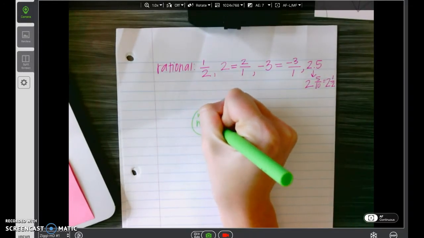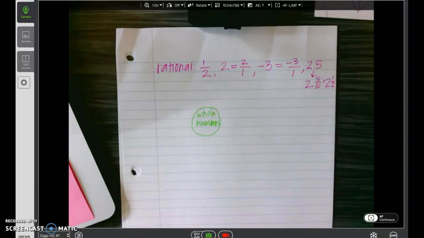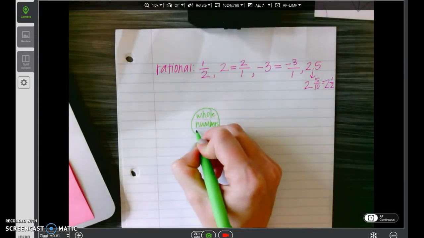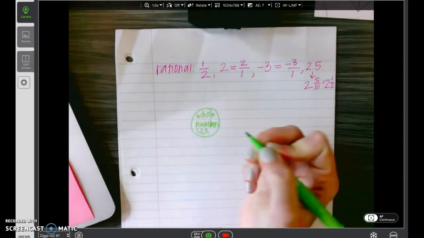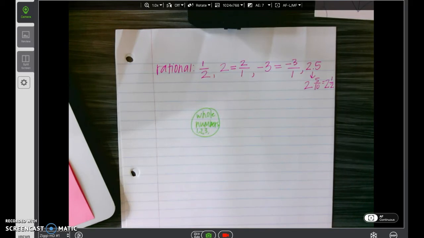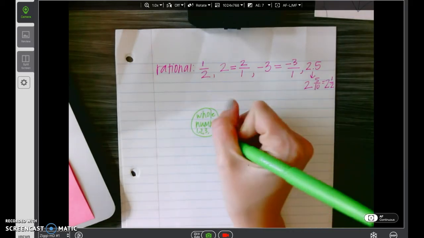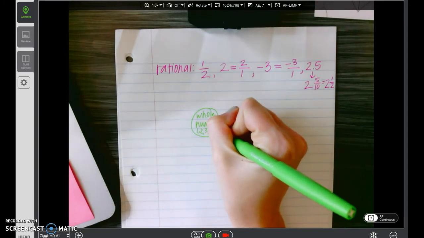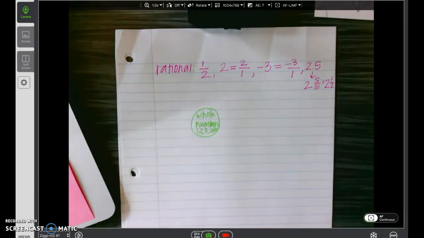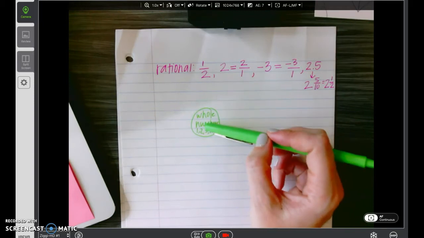The reason why this circle is the smallest is because whole numbers make up a really small part of all the numbers, right? Whole numbers are only counting numbers greater than 0. So that'll include 1, 2, 3, all the way to infinity, I guess. I don't know if infinity is a whole number, but we could say like 1,000 or something. So 1,000 will be a whole number, right? So our first circle is whole numbers.